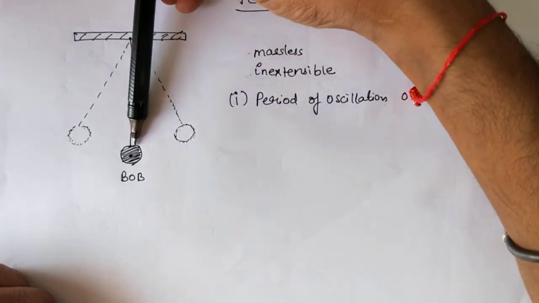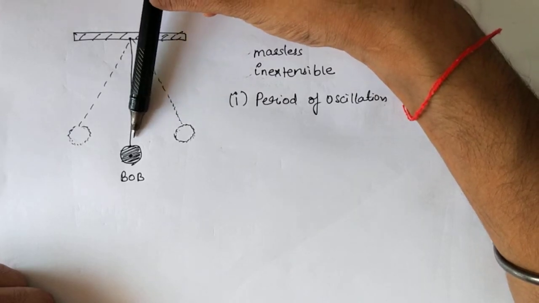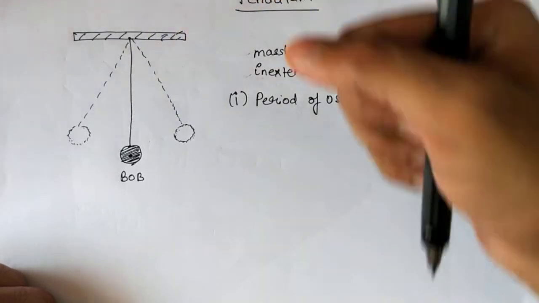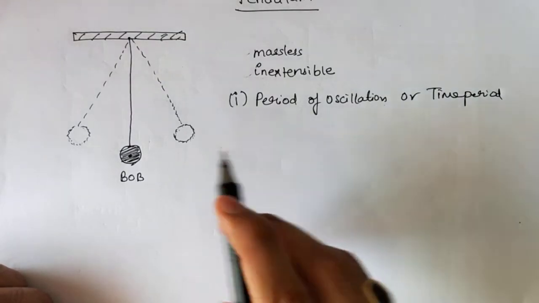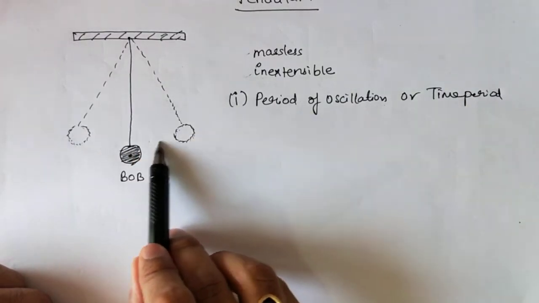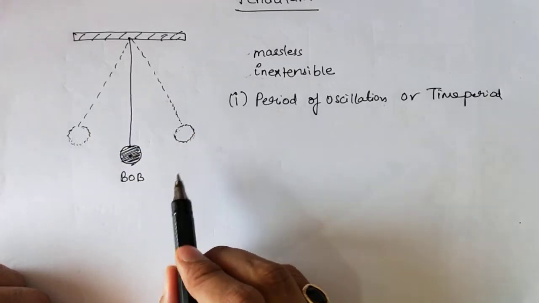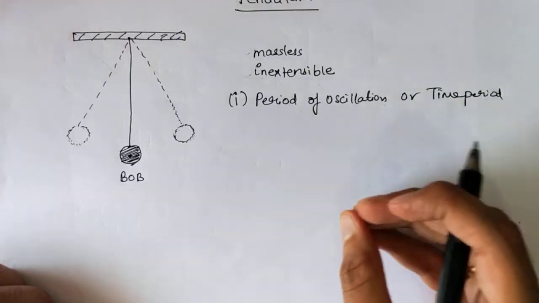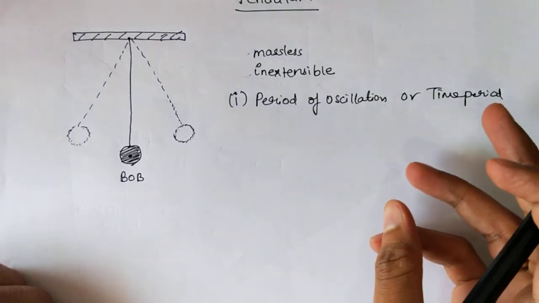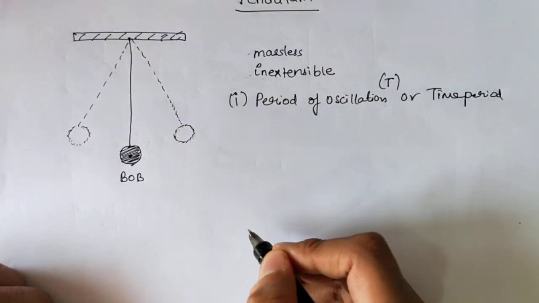So what is one oscillation? Left end, right end, and then back to the center is called one oscillation. And the time taken by the bob to complete this one oscillation is called the time period. It can be 1 second, 2 seconds, 3 seconds, 4 seconds, anything. The unit is second and it is denoted by capital T.